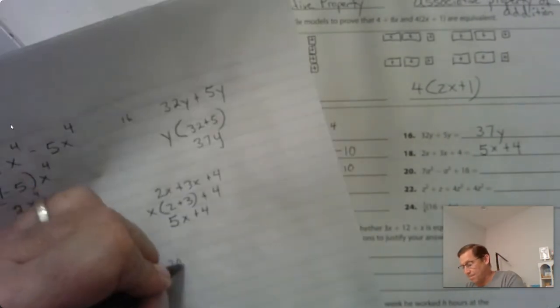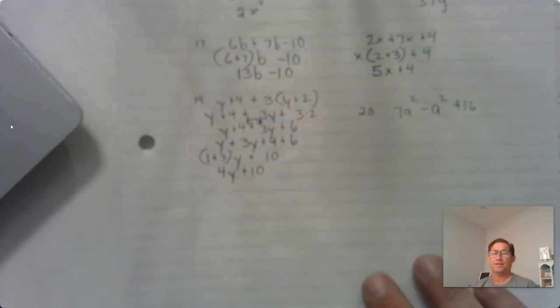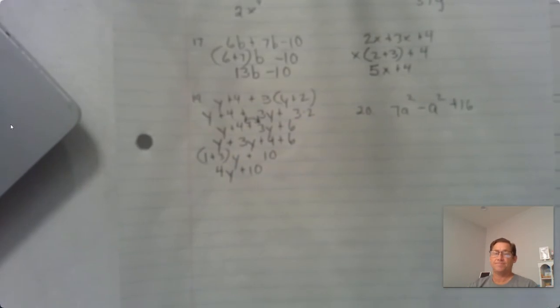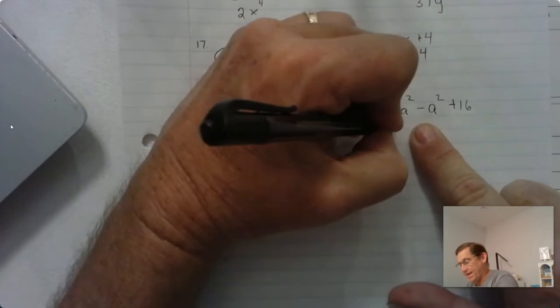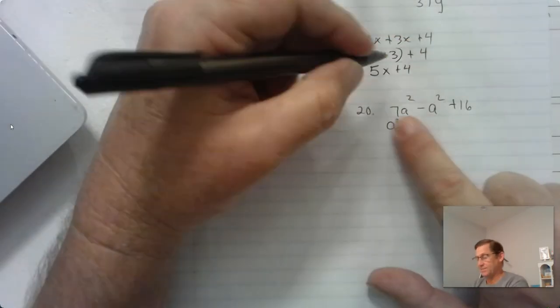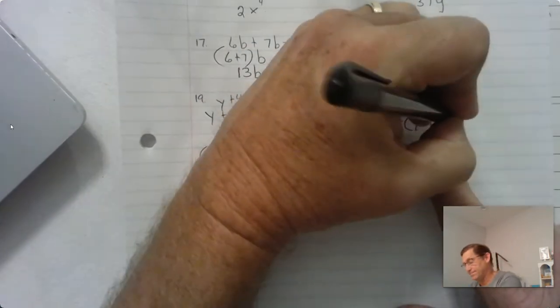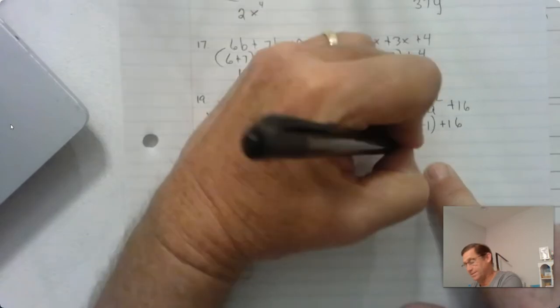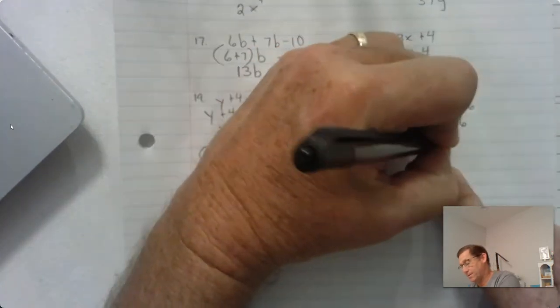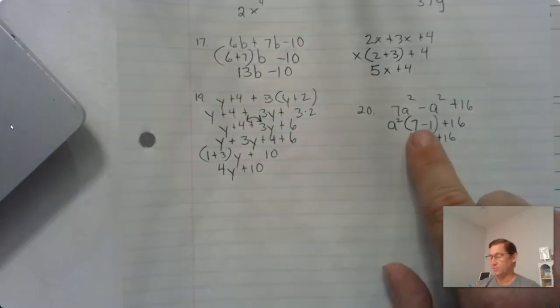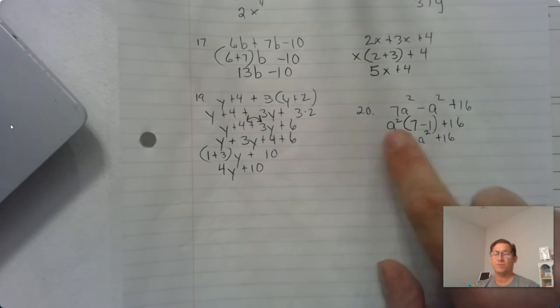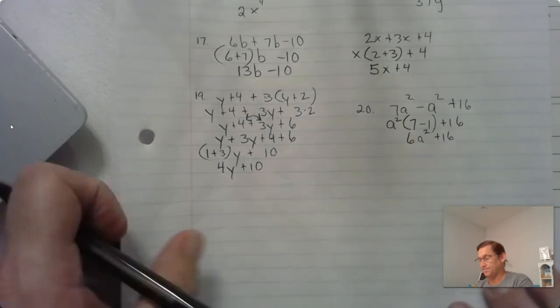20. 7a squared minus a squared plus 16. So this is the same as saying a squared times 7 minus 1 plus 16. So 7 minus 1 is 6, 6 times a squared is 6a squared plus 16.